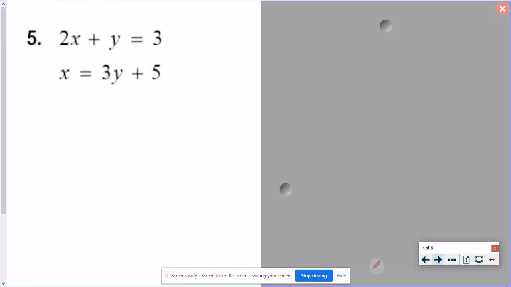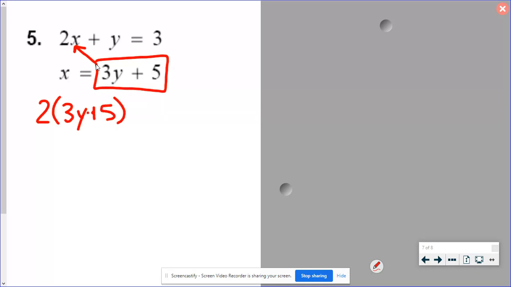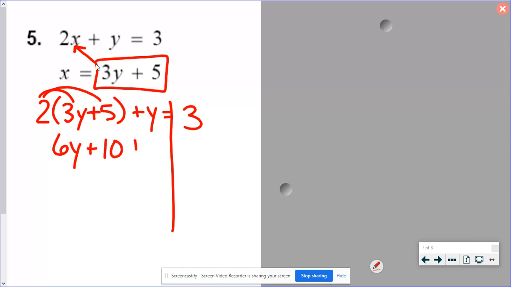Here, x is by itself. This goes in place of the x. So I've got 2 times 3y plus 5 plus the other y equals 3. I'm going to try to solve these a little bit faster so we can save some time, but feel free to pause if you need to. 6y plus 10 plus 1 more y. Combining my y's, I've got 7y plus 10.